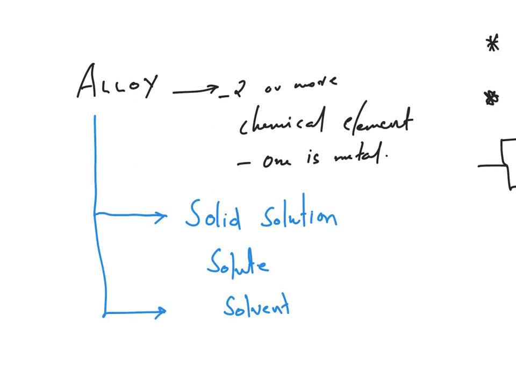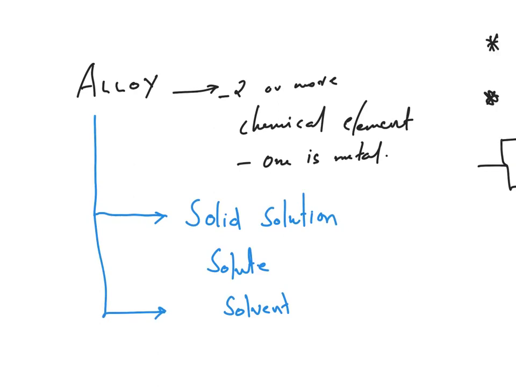Moreover, the crystal structure of the solvent will be in abundance compared to the solute. So if the crystal structure of the solvent is maintained during alloying, then that alloy is called a solid solution. So the key thing to note here is that the crystal structure of the solvent is maintained.